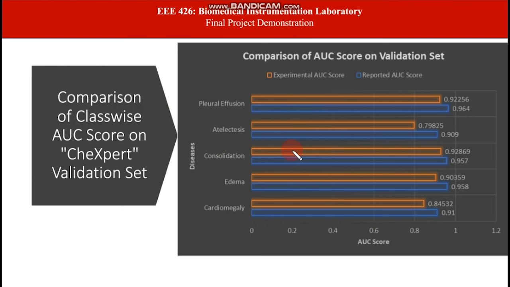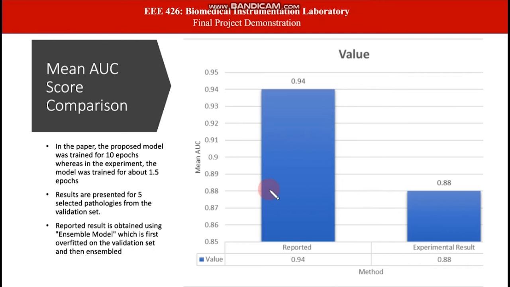This horizontal bar plot here represents the class-wise AUC score. Our experimental result shows that it performs well on consolidation, whereas the score reported in the paper performs well on pleural effusion. From the column chart, we can see that the reported AUC score is better than the experimental result because this AUC score is obtained by using an ensemble model, whereas in our experiment we have used only a single model. Moving on to the next presenter.